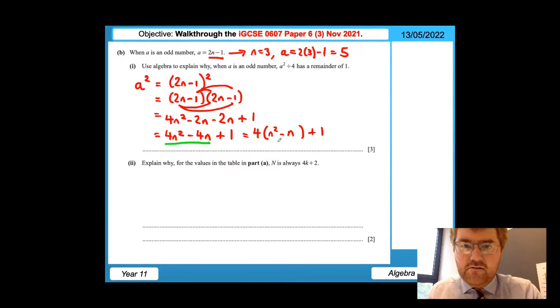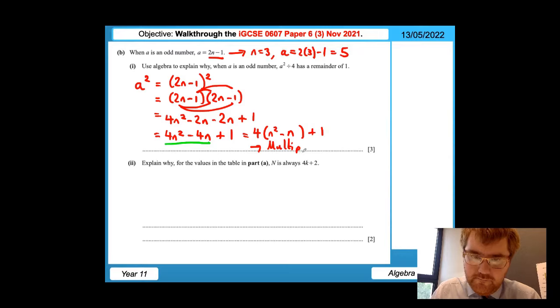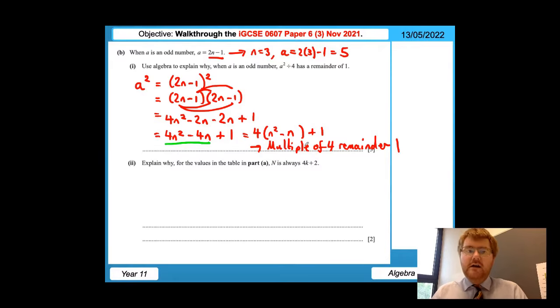And notice, regardless of what this number is, so n is 1, n is 2, n is 5,000, notice it's always going to be a multiple of 4, but then you get a remainder of 1. So all I'm going to do is write down at the end here that this is always a multiple of 4 with remainder 1. So I've used algebra here to show that whatever odd number this is, you're always going to get a multiple of 4, but it's going to have a remainder of 1.